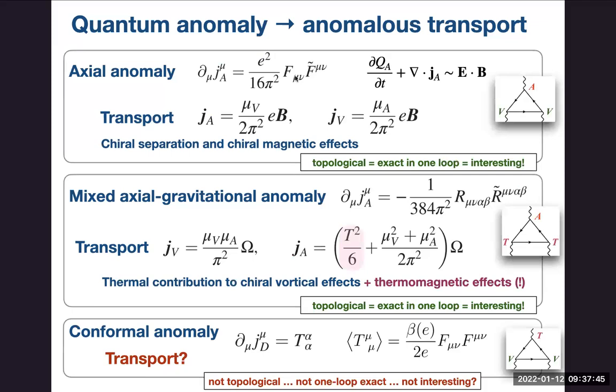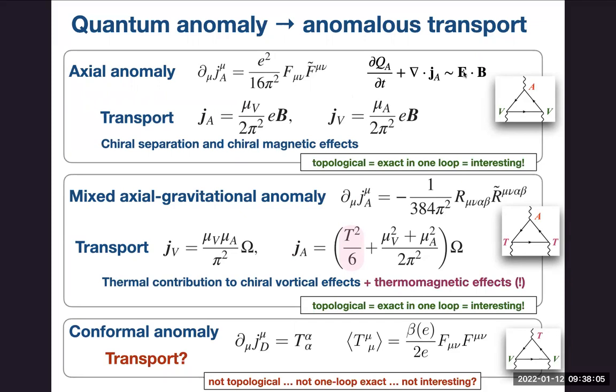you must have non-conservation. By the way, this is just written like that. So this part means that you have the derivative of the axial charge density, so the number of left-handed fermions minus right-handed fermions, divided by volume. So the derivative of this density plus the divergence of the axial current is proportional to electric field times magnetic field.